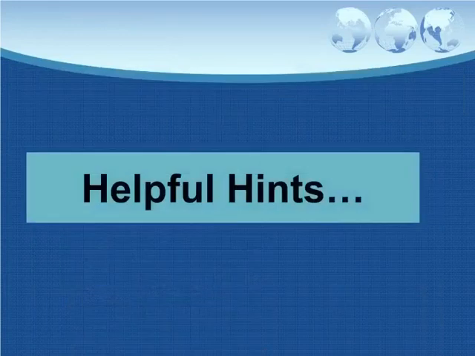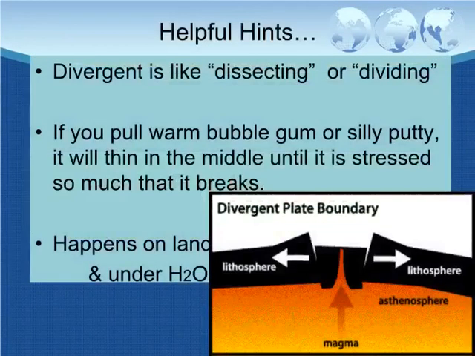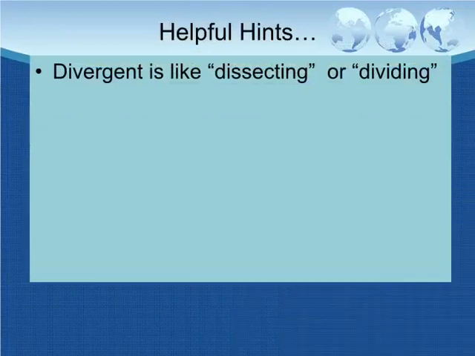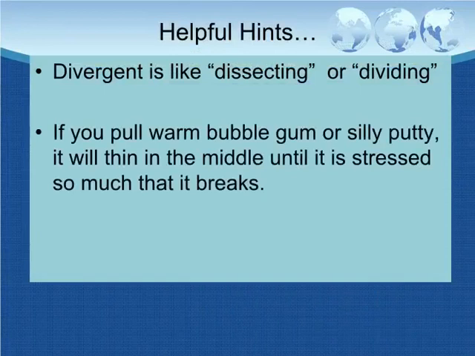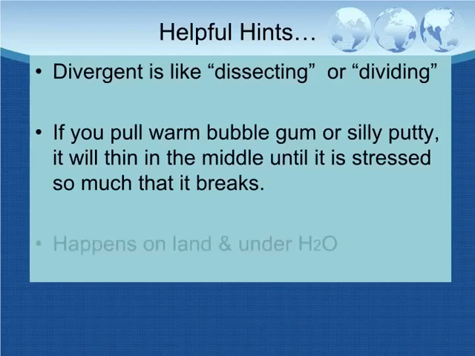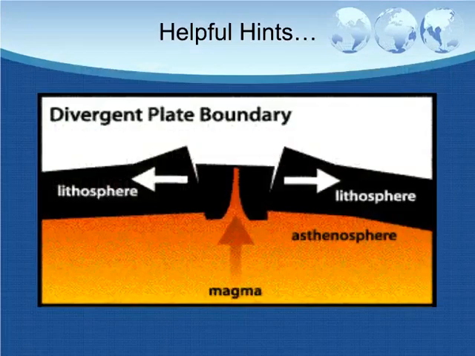Here are some helpful hints. Divergent is like dissecting or dividing. If you pull warm bubble gum or silly putty, it will thin in the middle until it is stressed so much that it breaks. This happens on land and under water. This is how it divides into two parts and magma erupts from the center.